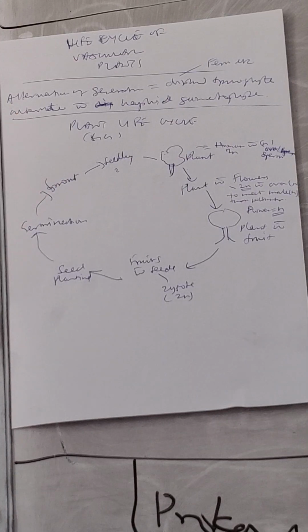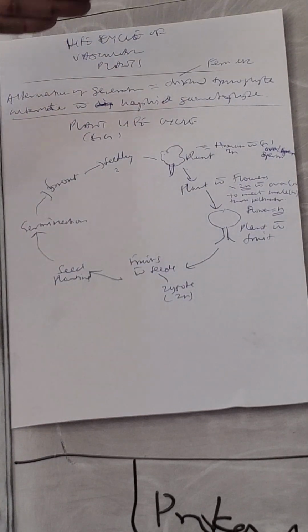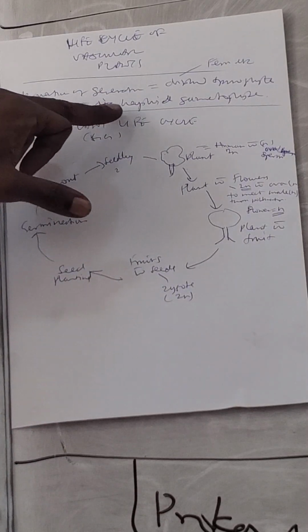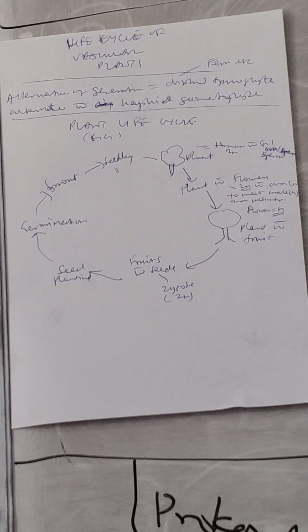So alternation of generation, like we are looking at, is the diploid sporophyte alternating with the haploid gametophyte. So the haploid gametophyte is there, and then we have the diploid sporophyte. The sporophyte itself, the plant which produces the spores, is 2n. Then it will form the spores, which are n. And these spores will grow to become the haploid gametophyte.